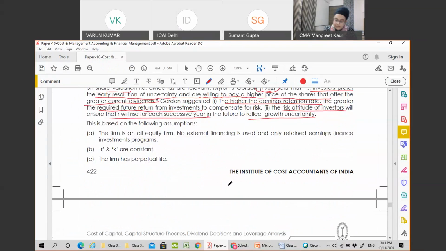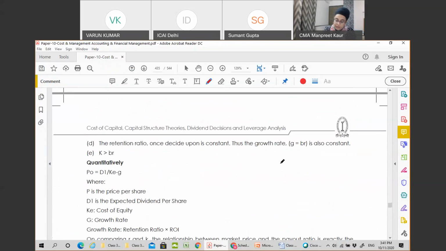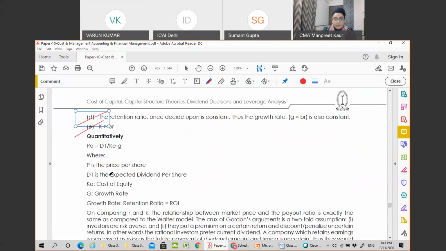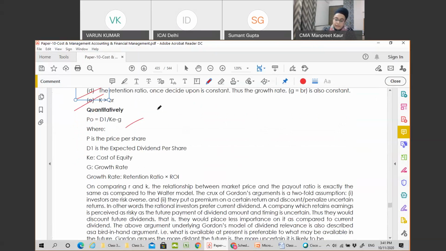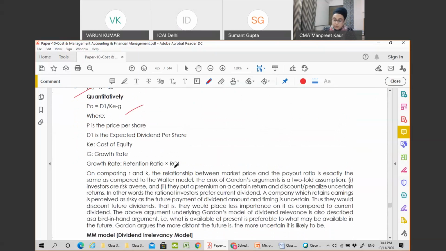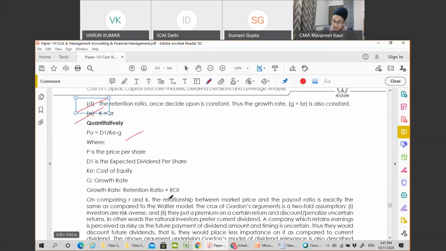It is based on the assumption that R and K are constant. The firm has perpetual life. The firm is an all-equity firm. There is no external financing; only retained earnings finance the investment programs. The retention ratio is constant and K is greater than b into r. The formula is D1 upon Ke minus g. Growth rate is b into r, that is, growth rate is equal to retention ratio multiplied by ROI.